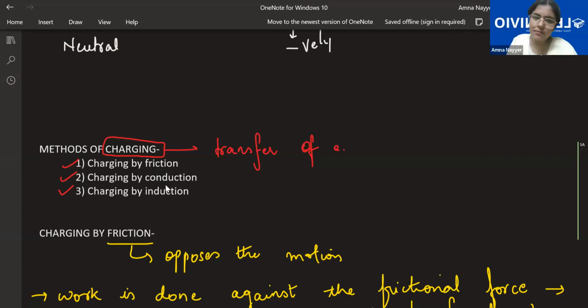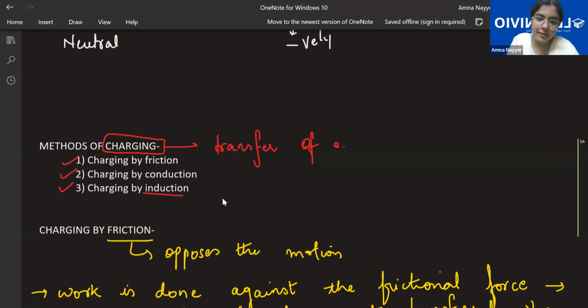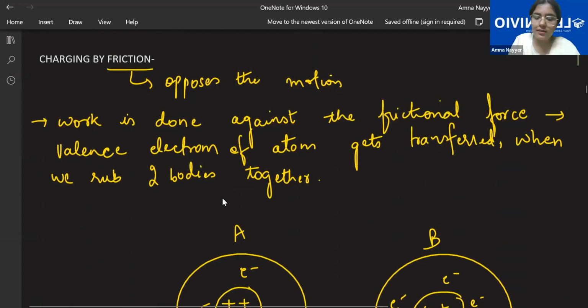Separate questions also come, but its applications are more. Charging by induction is also very important in your capacitance chapter. Throughout, the principle of a capacitor is induction only. And many questions come, especially this is important for students who are preparing for entrance exams as well. Okay. These are the methods of charging. Now I'll start with the first method, then you can take the screenshots, because we'll be doing the numericals.